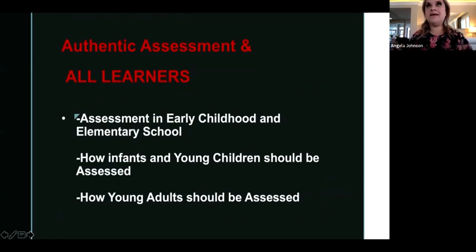Now, what does authentic assessment have to do with all learners? The assessment in early childhood education, elementary school, infants, young children, how should they be assessed? How should middle school students be assessed? How should high schoolers be assessed, right? We should be doing more real life connection assessments. And as we go through our chapters, we're going to be talking about specific ways that we can do that, okay? This is just for us to start this conversation. Really important to just start bringing it up.